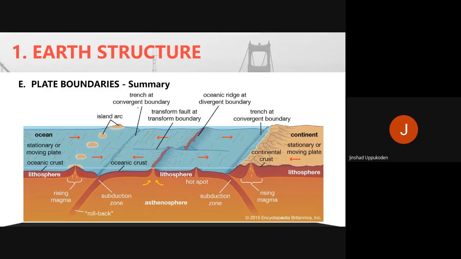You see, this is given as a convergent boundary. This is a transform boundary, going in different directions. This is a divergent boundary within the ocean. This is also a convergent boundary, between the ocean and the continent. Everything is given in one figure. It's actually a figure from the Encyclopedia Britannica.